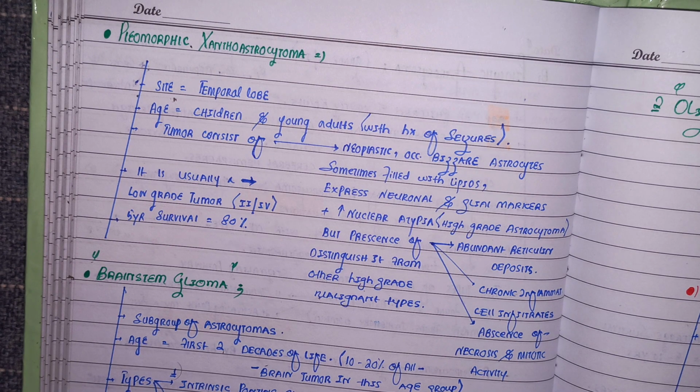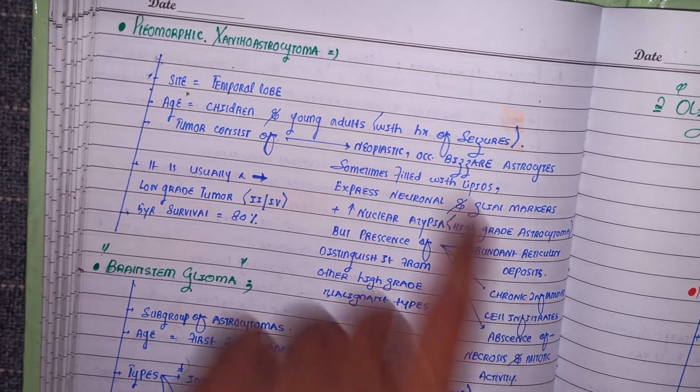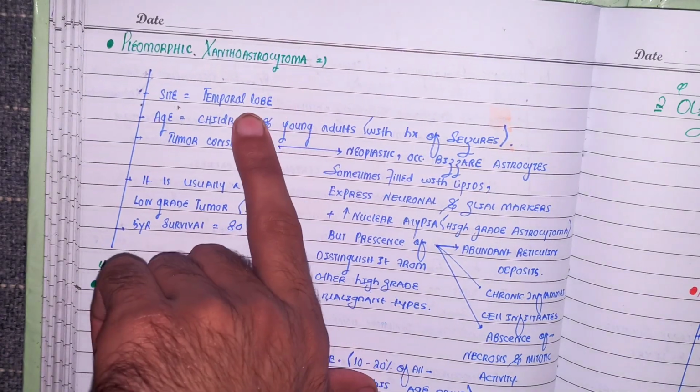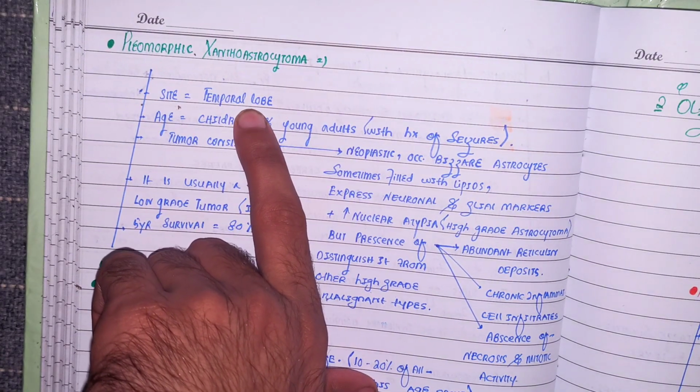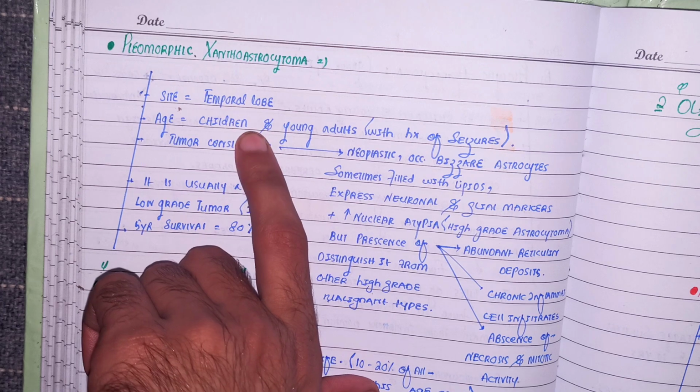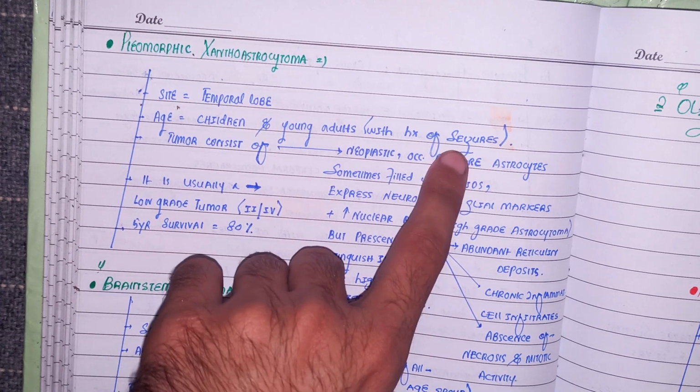Pilocytic astrocytoma is a nice little baby. It's a really good tumor. It arises from the cerebellum most commonly. But this pleomorphic xanthoastrocytoma arises from the temporal lobe of the cerebral hemisphere. And the age group is the same. Mostly there is a history of seizures.